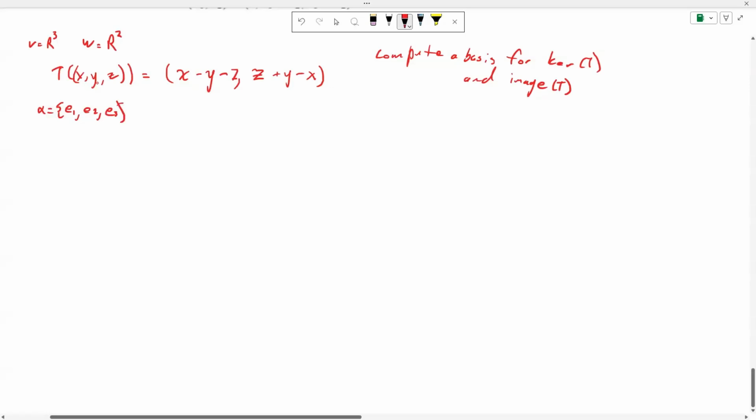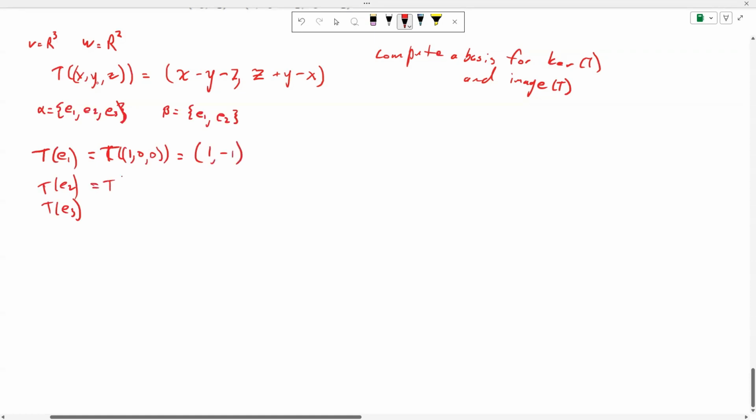and beta is going to be the set E1, E2. Now, remember that this E1 is (1, 0, 0), whereas this E1 is (1, 0), because this is the standard basis for R3, and this is the standard basis for R2. Then we're going to look at what T(E1), T(E2), and T(E3) output. T(1, 0, 0) is equal to (1, -1).